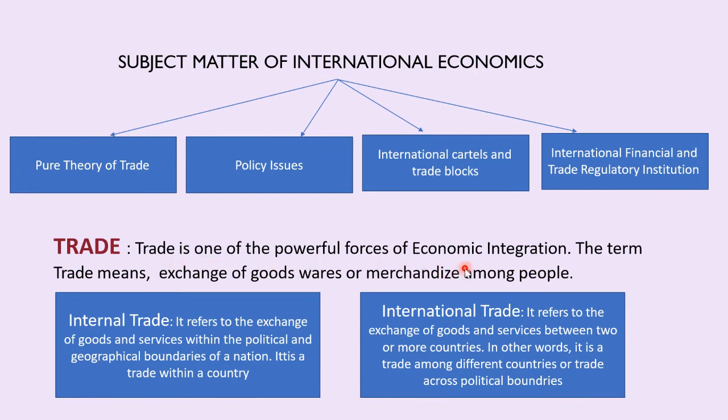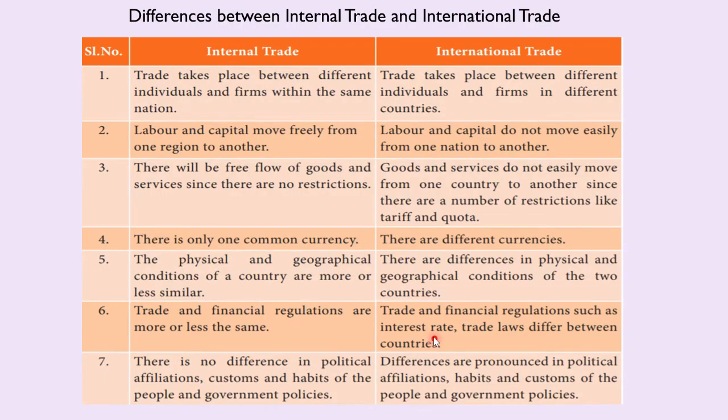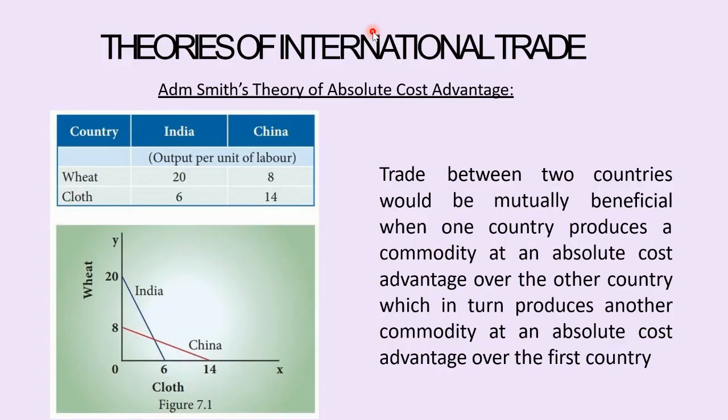We saw two types of trade: internal trade and international trade. If trade happens within a country, it is called internal trade. If it happens outside our borders, that is called international trade. Then we saw the differences between internal trade and international trade. This is a very, very important question.